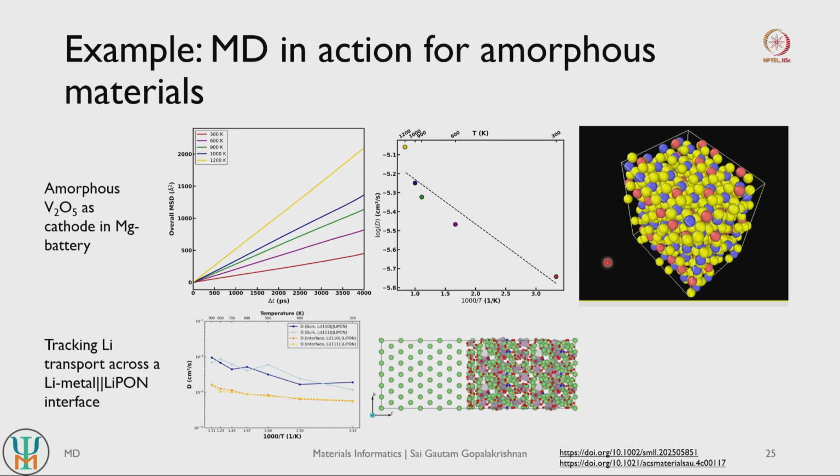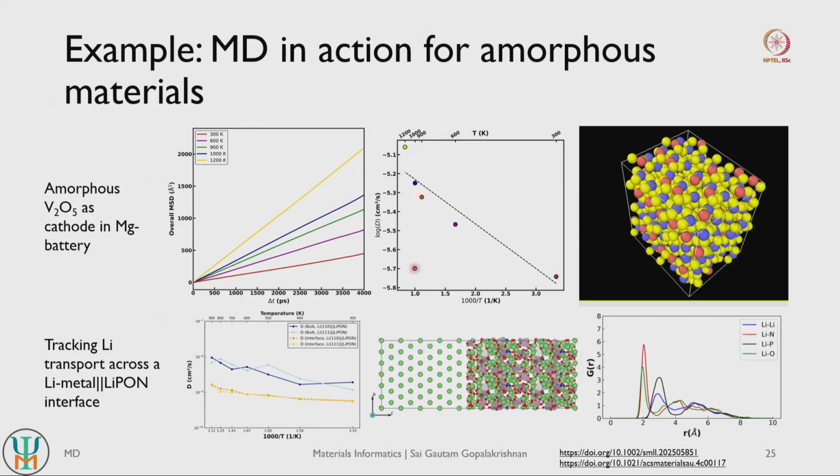Just to give a couple of examples of how molecular dynamics are practically used. These are both examples from our own research work here. The first one, we looked at an amorphous oxide material as a possible electrode in a magnesium battery. These are beyond lithium ion battery systems, and once again here we were interested in the transport of magnesium within this amorphous structure. So you see here we are tracking basically mean square displacements.